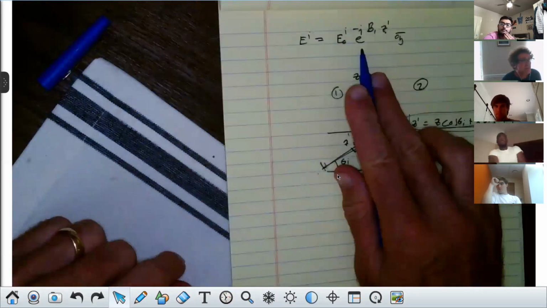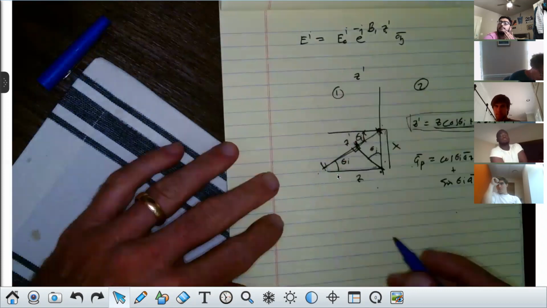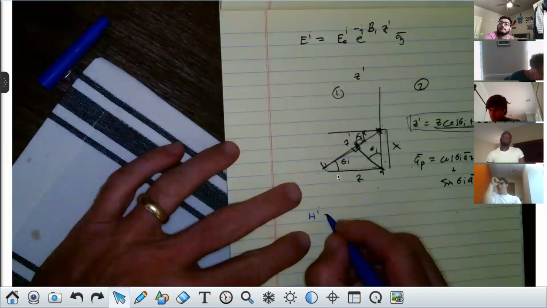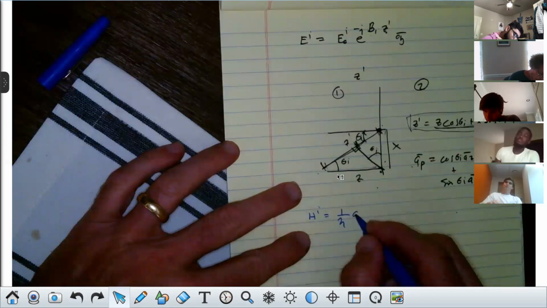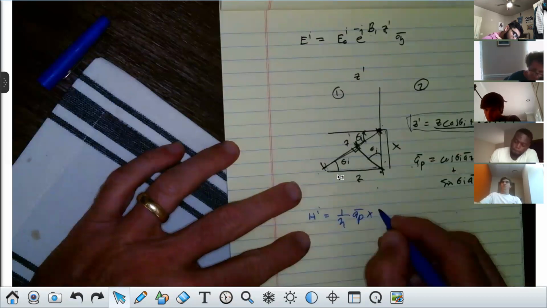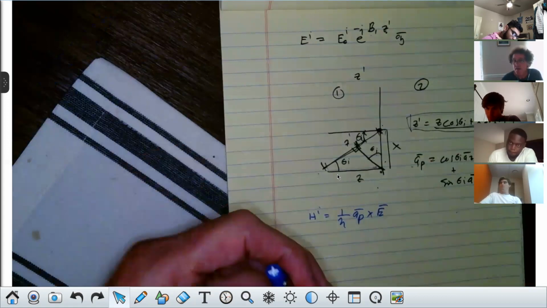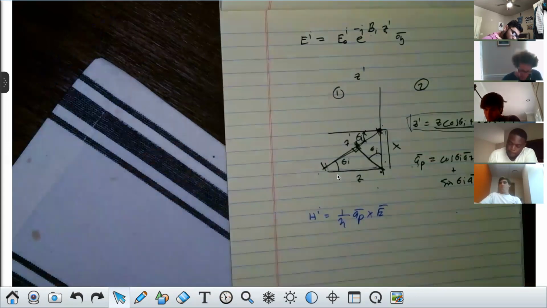If that's the E field incident, then the H field incident would be equal to 1 over eta, unit vector in the direction of propagation crossed into the E field. Y'all agree with that? Right? All right, let's do this one. I won't make you do them all.